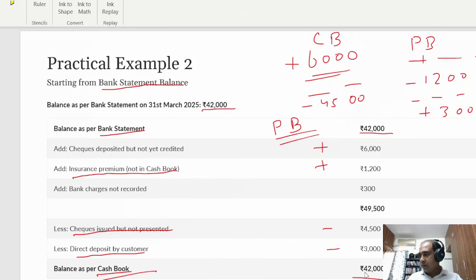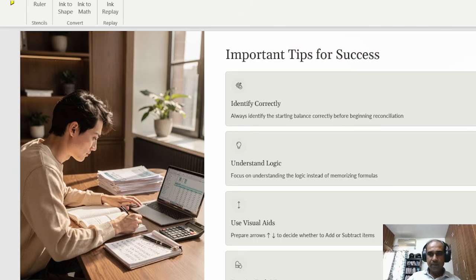Clear, guys? So we have taken two illustrations, one from a cash book point of view, the second one from a bank book point of view. This is how a bank reconciliation statement is prepared, guys. To summarize this, first of all, identify the starting balance. In the first illustration, the starting point was the cash book. In the second illustration, the starting point was the passbook. Understand the logic. Understand what happened in the cash book or the passbook. Instead of memorizing this, understand the logic.